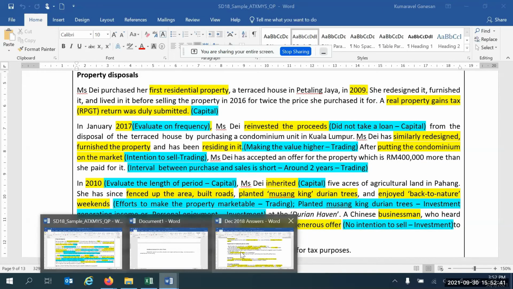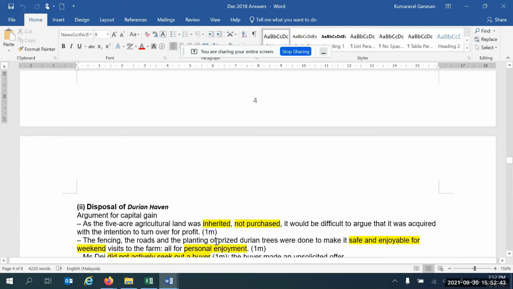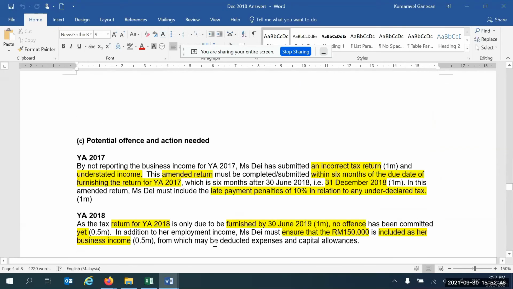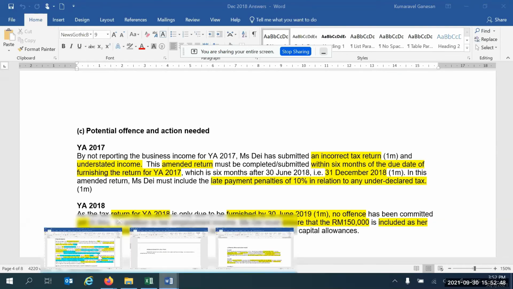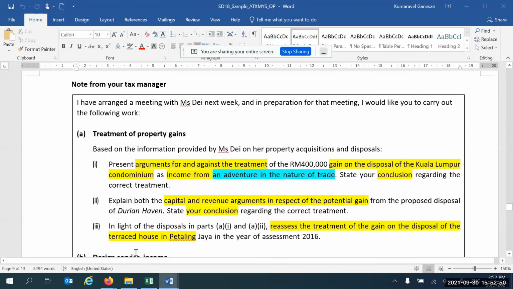Okay, the second question is easier. We're done with the first one. Capital and revenue arguments in respect of the potential gain from the proposed disposal of Durian Haven. State your conclusion regarding the correct treatment.